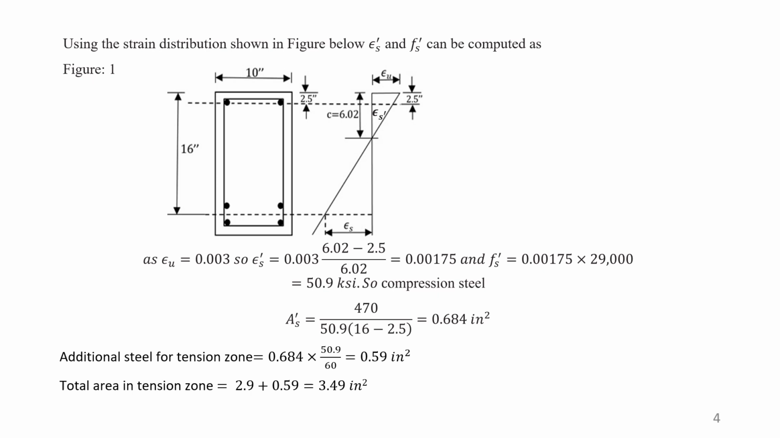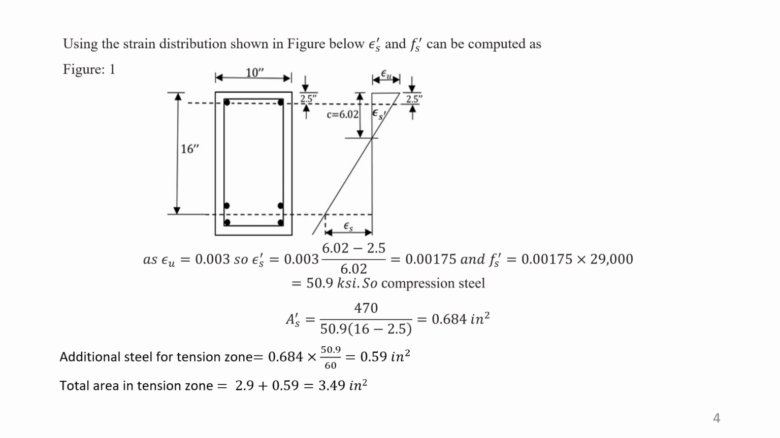Therefore, in this case we multiplied 0.00175, which is the strain, and 29 times 10 to the power 3, or 29,000 ksi, the modulus of elasticity. Then the stress at this position of the beam will be 50.9 ksi. That means when the beam is at the failure condition, the stress in the steel at the compression zone will reach only 50.9 ksi, no more, no less.